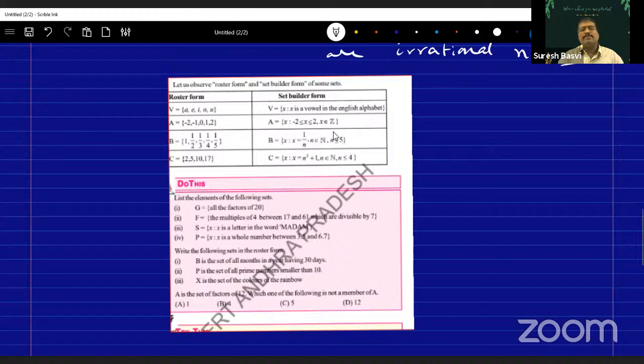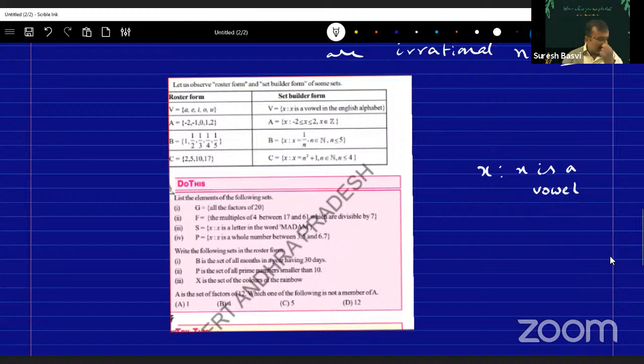So roster form, set builder form. As usual, you know that V is equal to {A, E, I, O, U}. These are all vowels. So you have to represent the whole set as {X such that X is a vowel}.